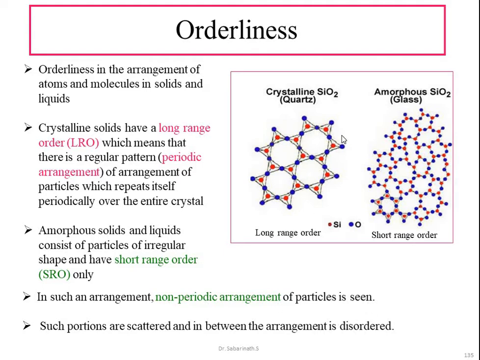Here a regular periodic arrangement we can observe, but there a non-periodic arrangement, no regular order for the arrangement. Such portions are scattered, and in between the arrangement is disordered. Sometimes there can be some discontinuity in between, and all such things can be seen in the amorphous. Whereas crystalline will be uniform, periodic, and have a long range order. So the information about the orderliness is very important.